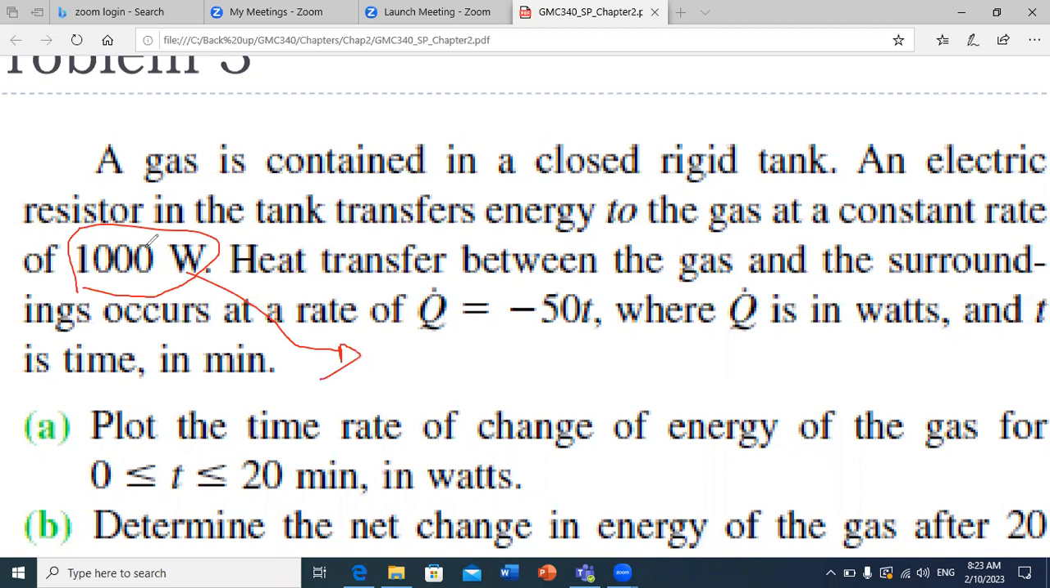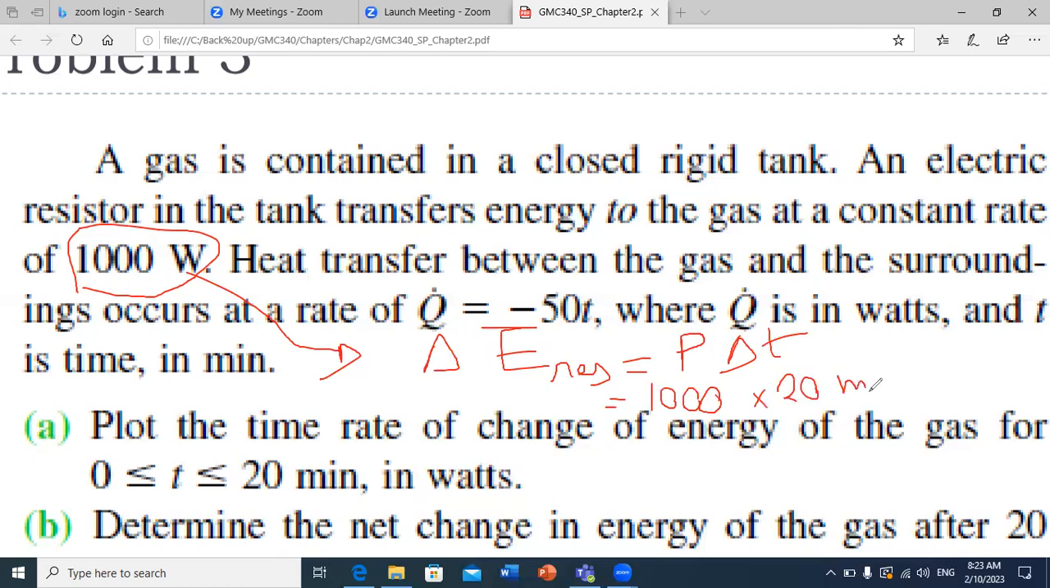So this is a constant, okay? You can say that the energy delta E that is coming from the resistor is equal to the power, which is constant here, times delta T. And also here we should pay attention to units. So the power is in watt, so 1000 watt, times delta T, which is in minute, 20 minutes. We get the result in watt minute.